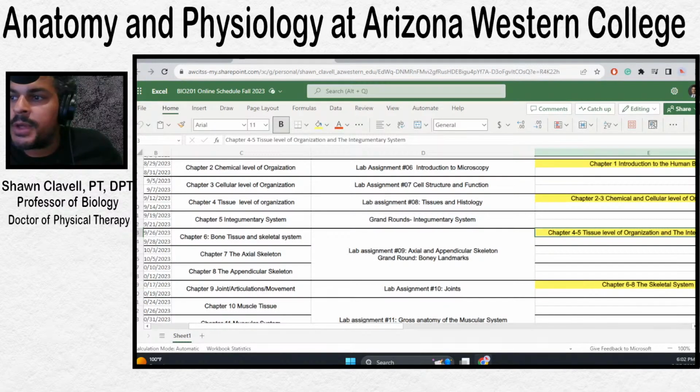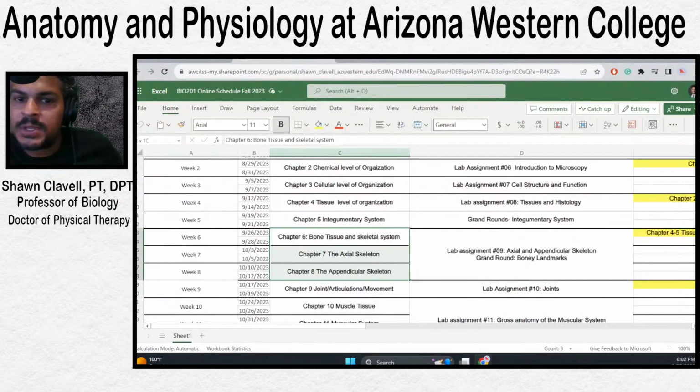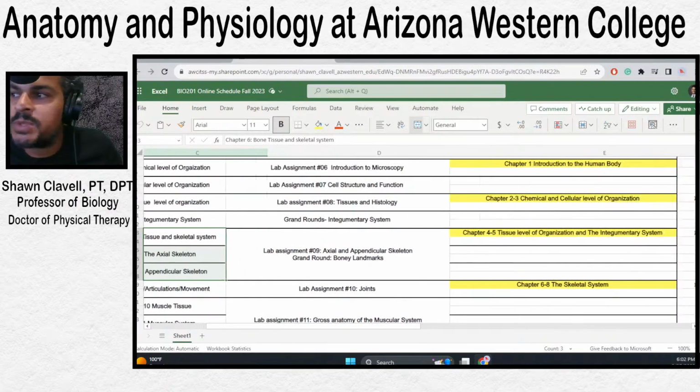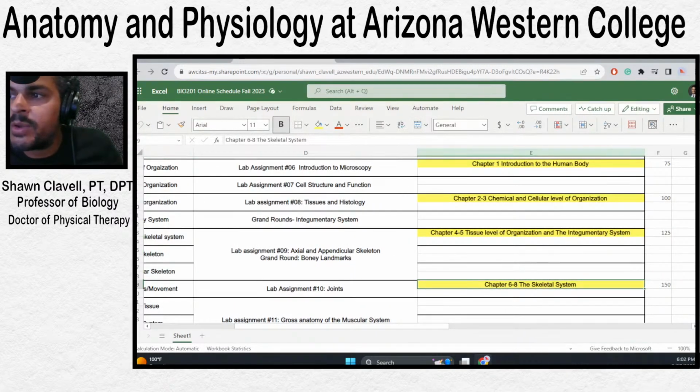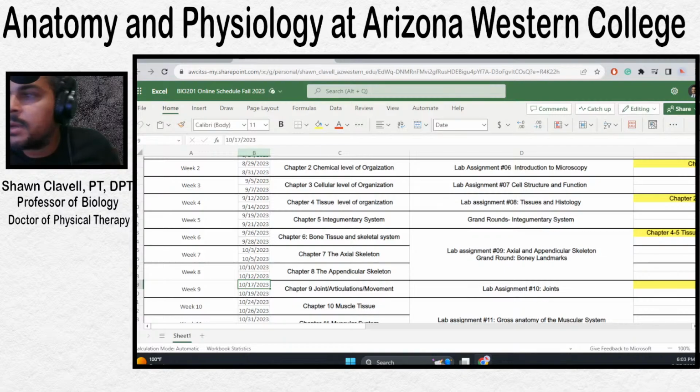And now for the next couple of weeks, we're looking at the skeletal system. So weeks 6, 7, and 8 will all be included in the skeletal system, the bones of the body. That gives us our exam over the 3 chapters, and that'll be almost 3 weeks from now, so October 17th. October 17th is a Tuesday. So about 3 weeks for that next exam.